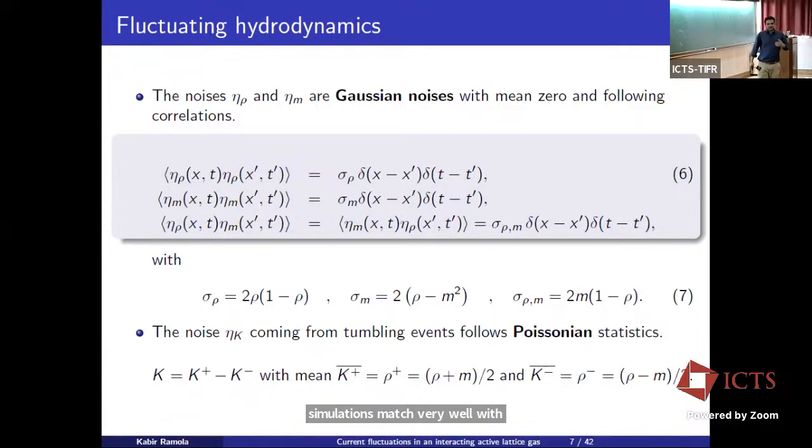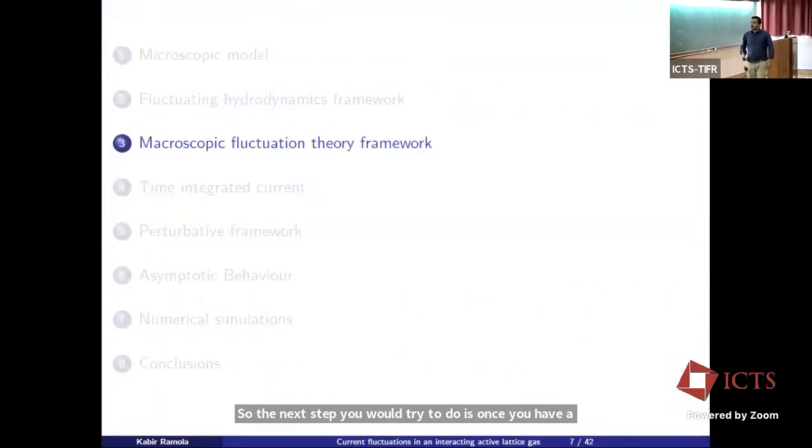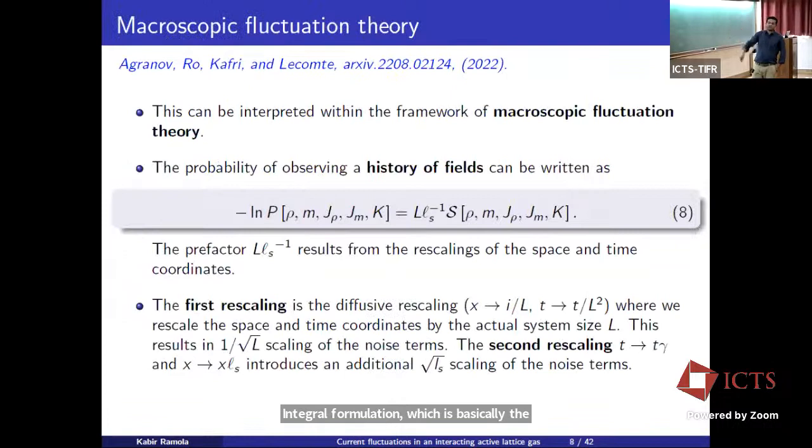And they were able to show that the microscopic simulations match very well with this fluctuating hydrodynamics framework. So the next step you would try to do, once you have a fluctuating hydrodynamics framework, is go to a path integral formulation, which is basically the macroscopic fluctuation theory, which is again something that was done very recently in the last few months.